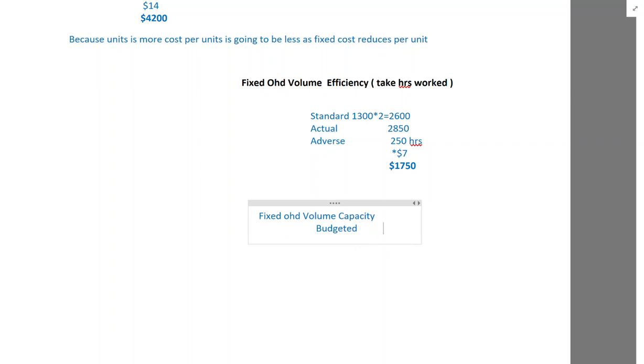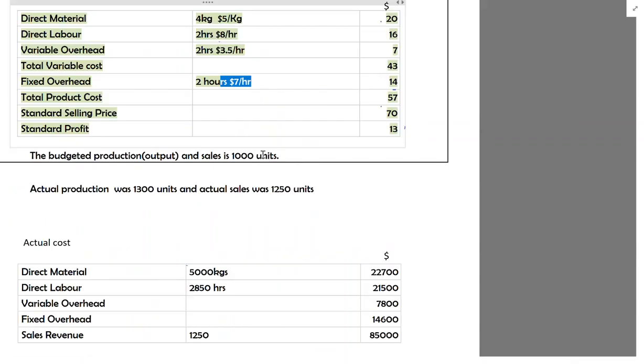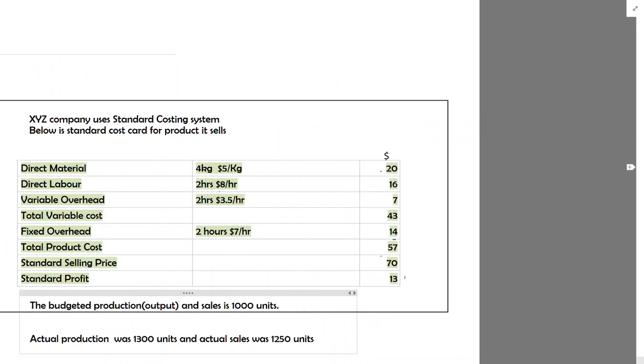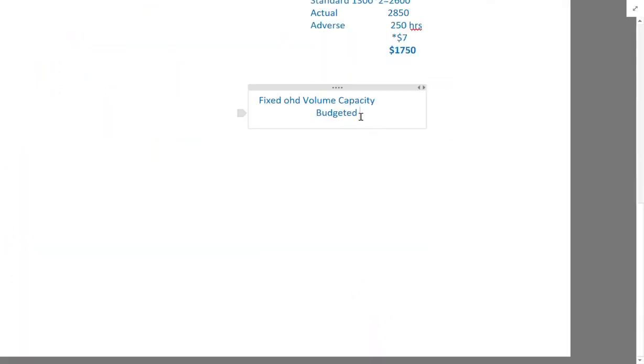So how many hours were budgeted? Total hours budgeted is not given. But if we take units multiplied by hours per unit, it will give us the figure. Budget is 1,000 units, multiplied by 2 hours per unit, which is 2,000 hours budgeted. But actually, how many hours did we take?